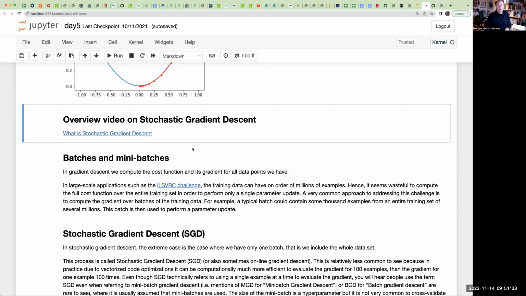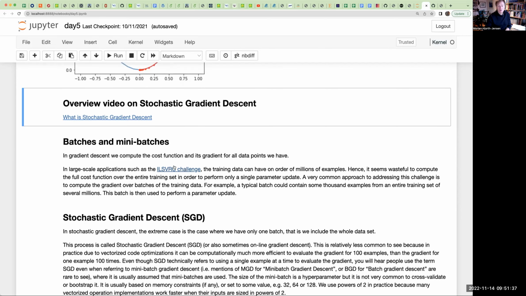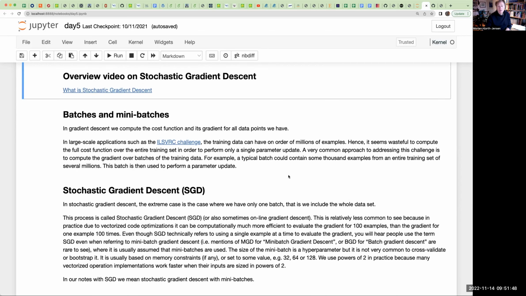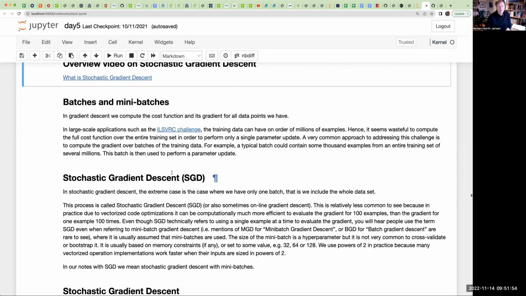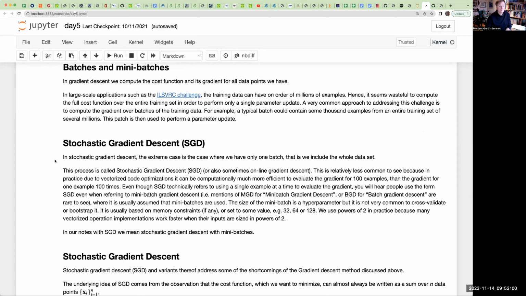So in large scale applications, there's a typical case where you have millions of data points, is to actually compute the gradient over smaller blocks or batches of the training data. So a typical batch could contain some 1,000 examples from an entire set of several millions. And this batch is normally used to perform the parameter update. So let me quickly say something about this.